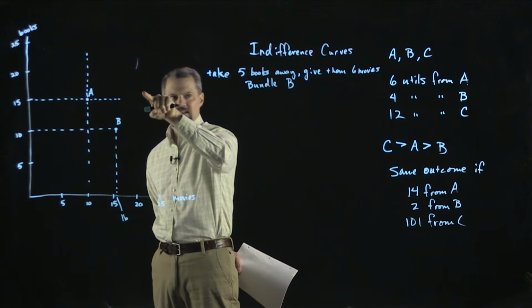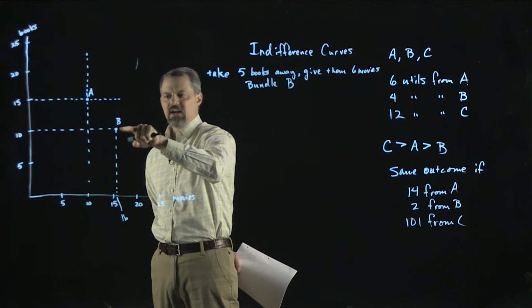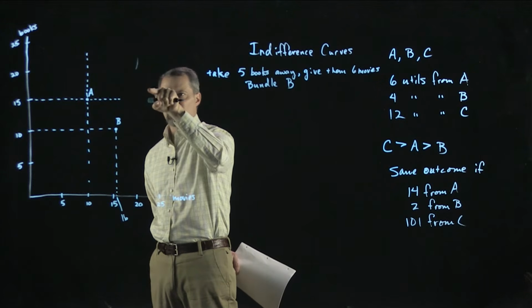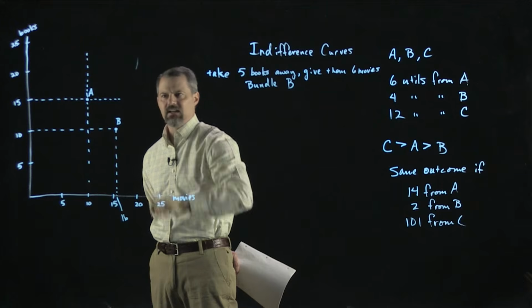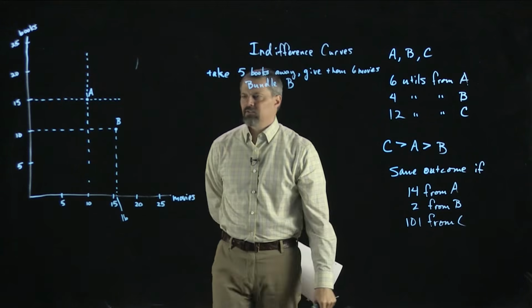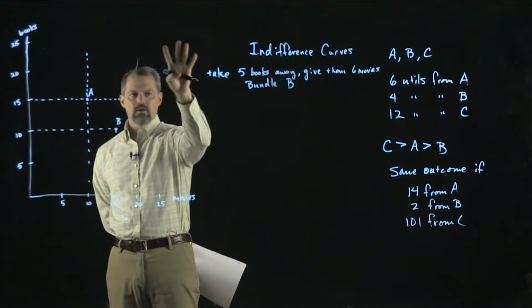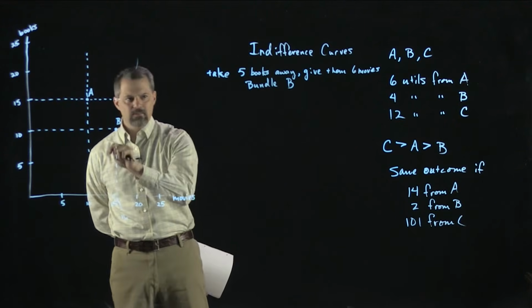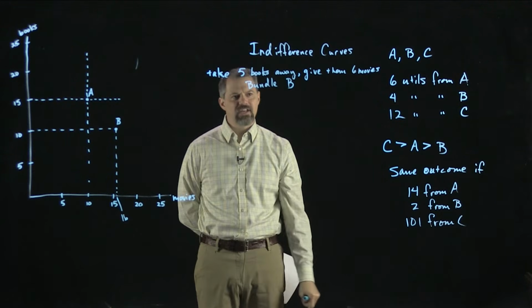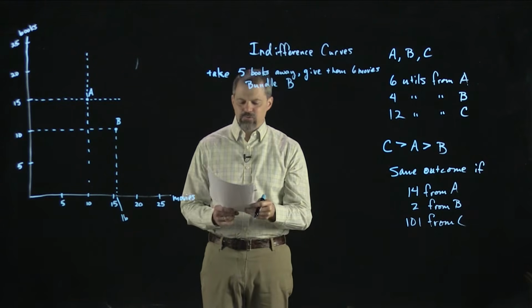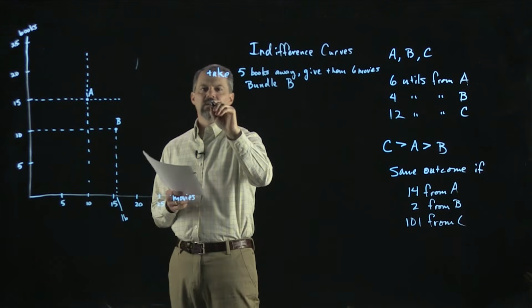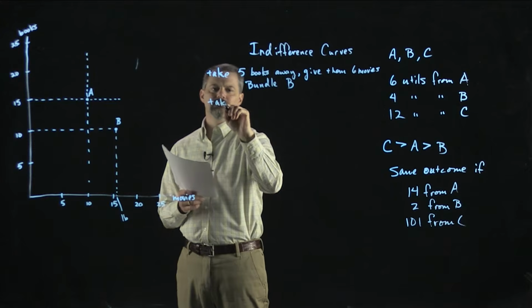A bundle like this one, the consumer would prefer to B. They are indifferent between B and A, so they would prefer this bundle to point A. So this allows us to talk about a lot more bundles on this map than we could when we just had point A. So now let's do this again. Let's take another 5 away.